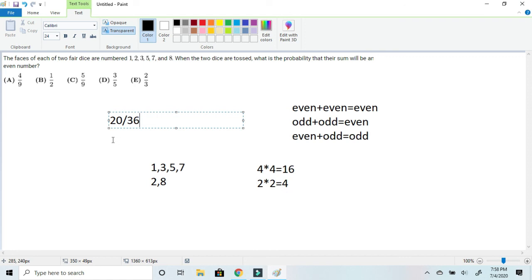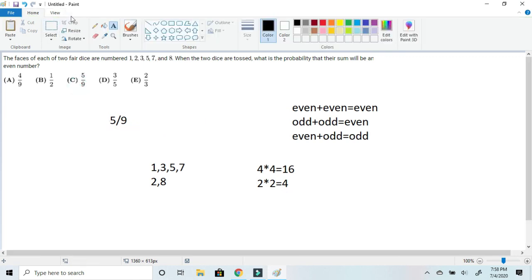And when you simplify that, we will be getting 5/9. Meaning, the answer to this problem is 5/9. Showing you that this problem was nothing more than just some multiplication in a kindergarten topic.